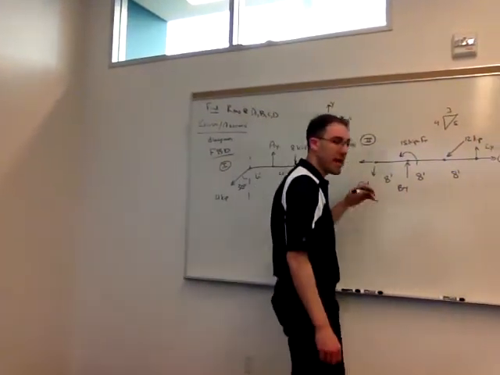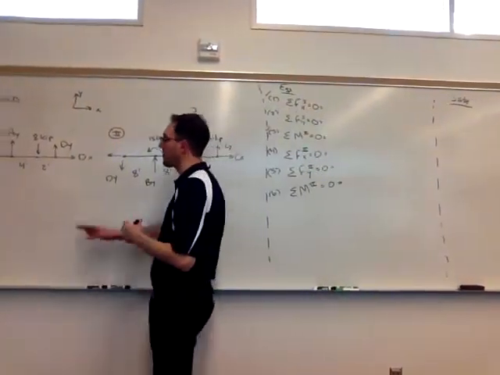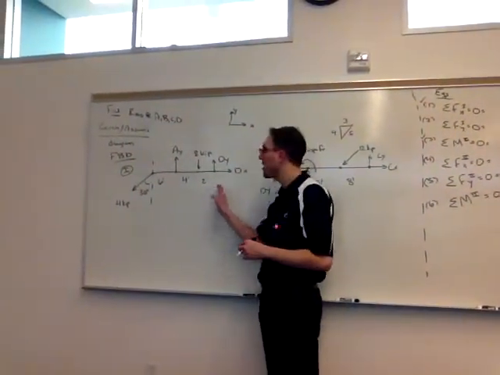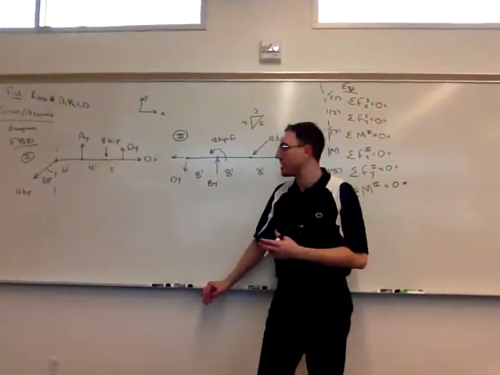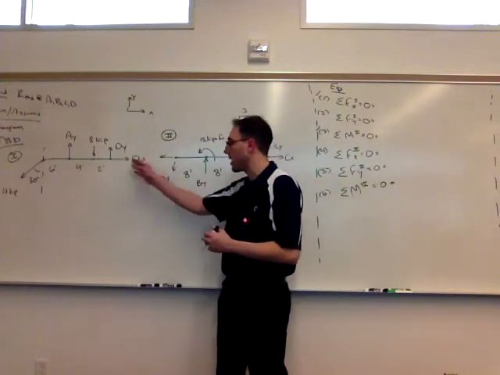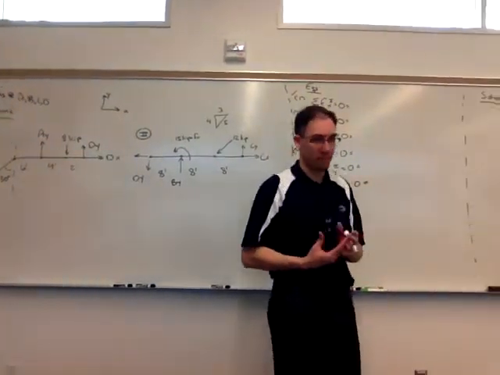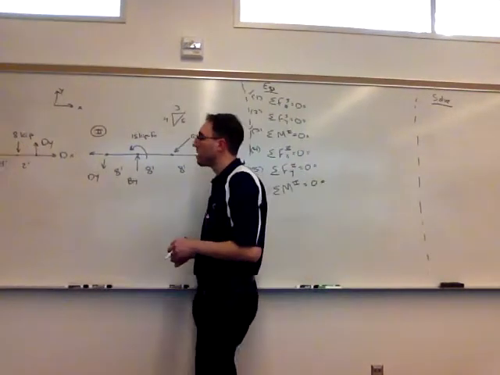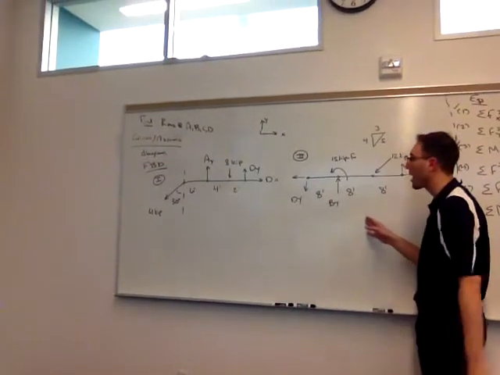And at D, we have that internal pin connection between the two members. So I chose in the first picture to assume Dx was right and assume Dy was up. Again, it's fine if you assume Dy was down or up or Dx was right or left, as long as you're consistent in your pictures. That's the important feature. So that was the first free body diagram, which is linked to the second free body diagram.